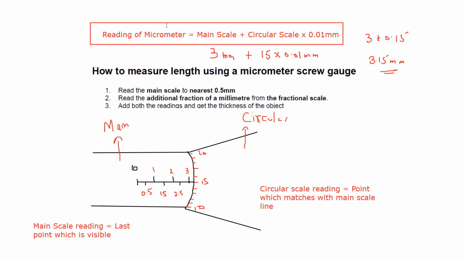So you can see the last point which is visible to us is 3. That's why we say main scale reading is 3. And on the circular scale, the point which matches with the main scale line is 15. So that's why I use 15. So 15 into 0.01 plus 3 will give us the final reading. Is it clear, Saim Ahmed?